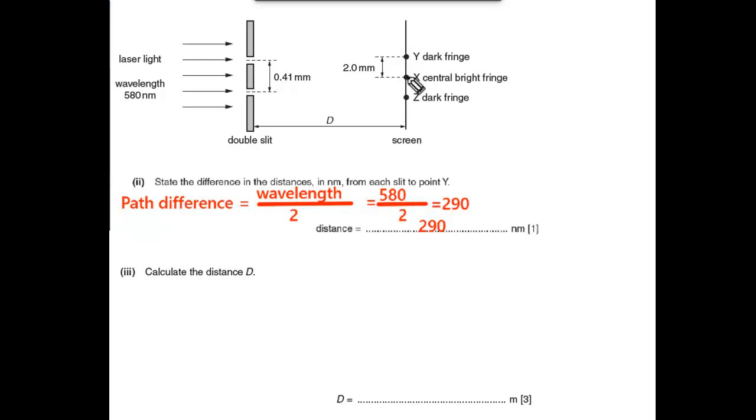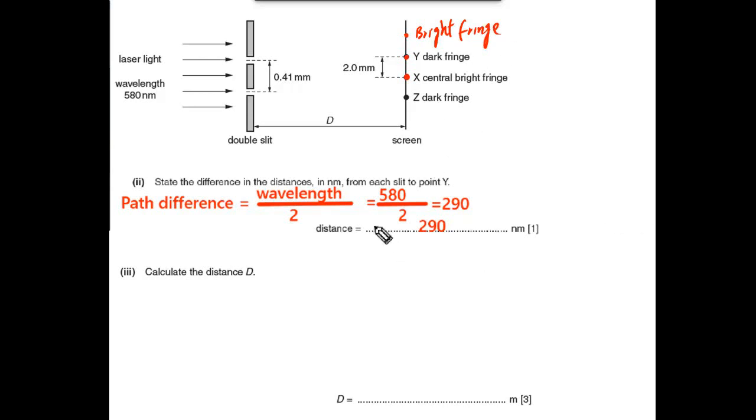You see we have a bright fringe at the center. Then we have a dark fringe here. Okay. Slit to point Y is here. And also here will be another bright fringe. So the next one here will be another bright fringe. So this will be another bright fringe.